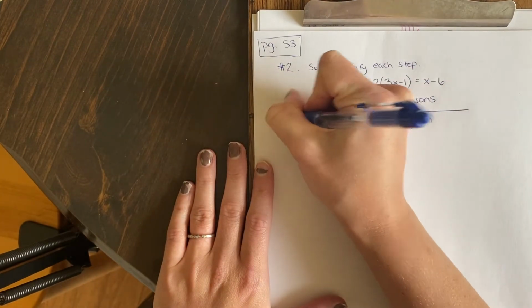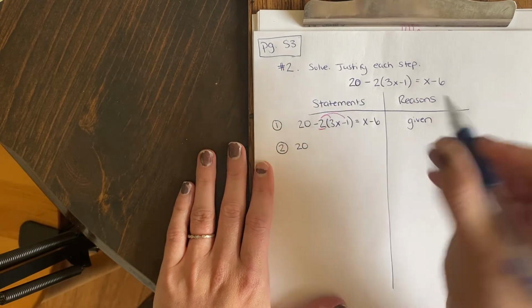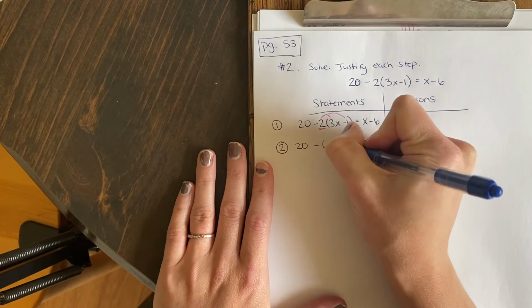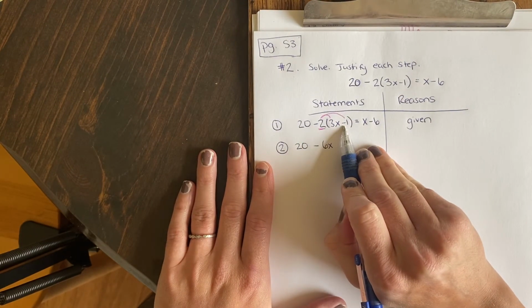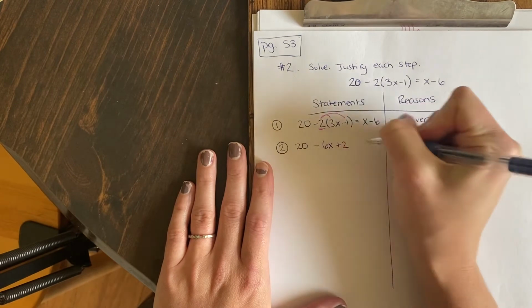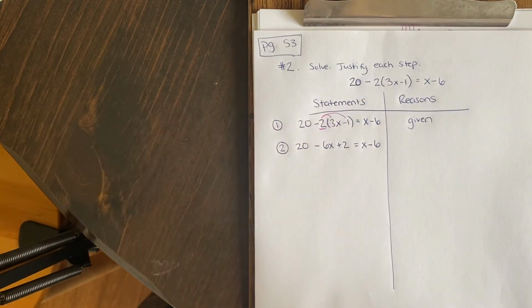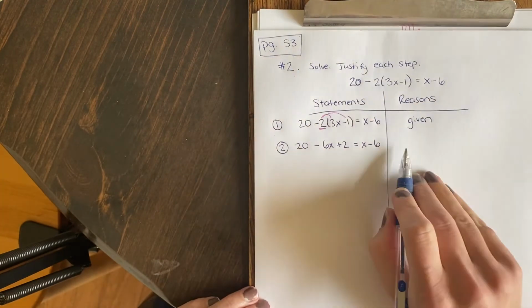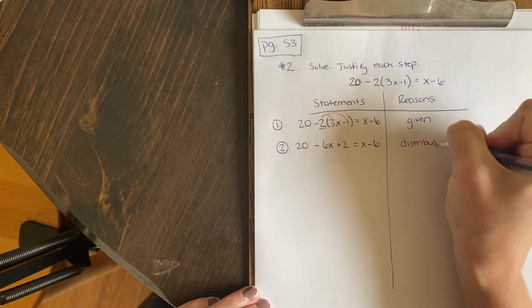This is step 1. When I do -2 times 3x, I get -6x. -2 times -1 is +2. And that's the only thing I did. And so I use the distributive property. So my reason is distributive property.